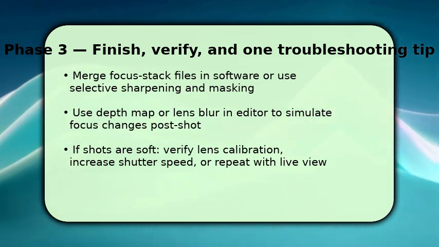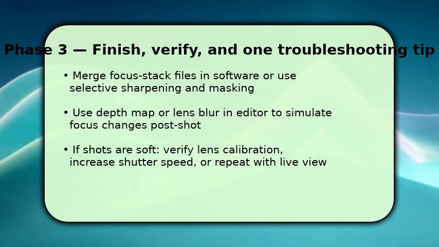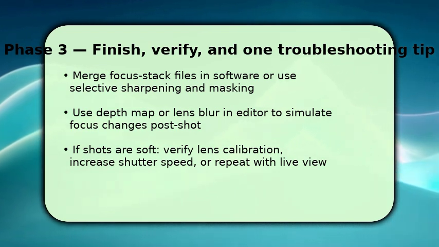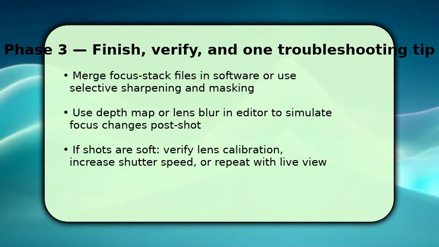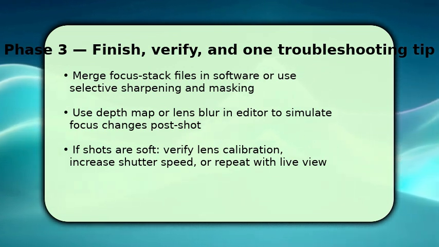If images turn out soft, check lens calibration, bump shutter speed to avoid motion blur, or redo the shot using live view and magnification. This usually fixes persistent focus errors.